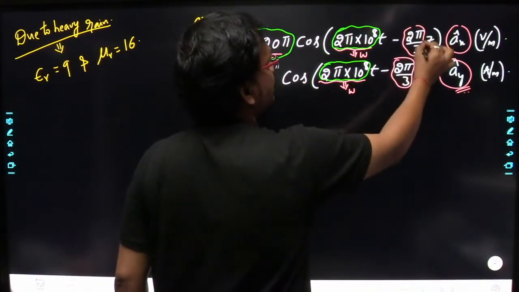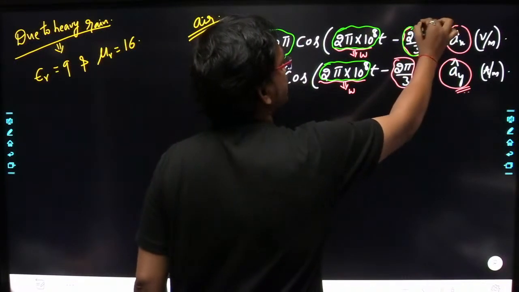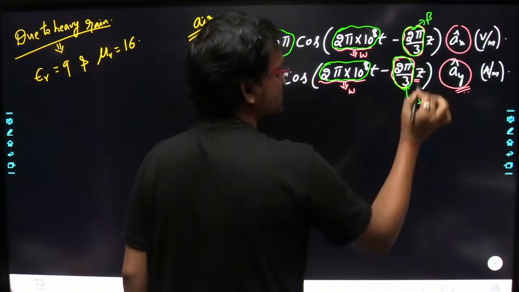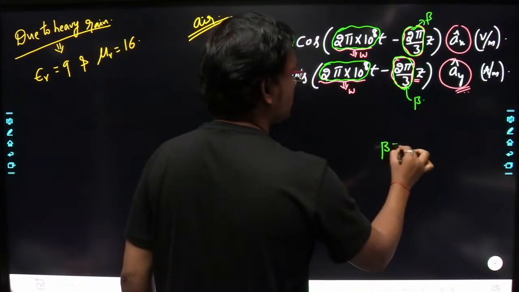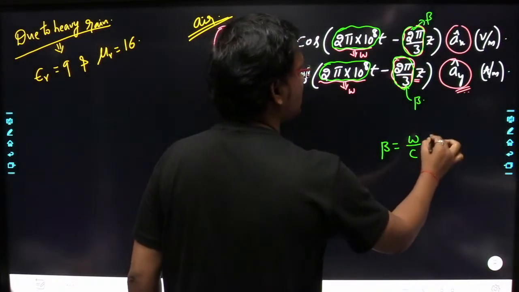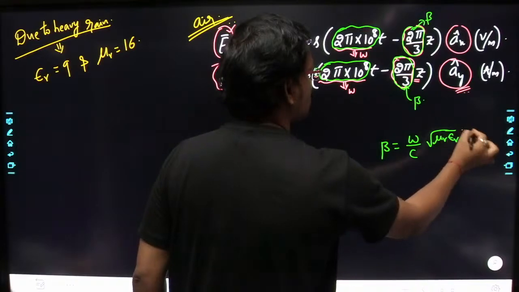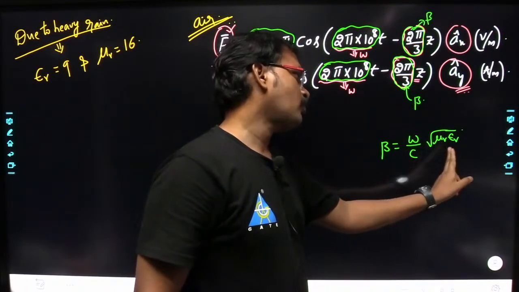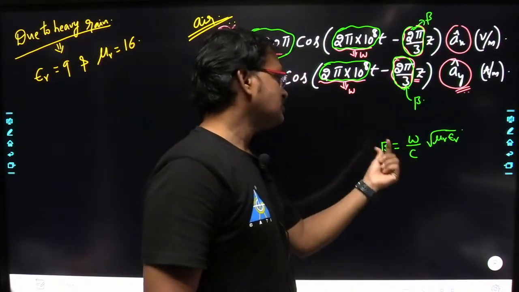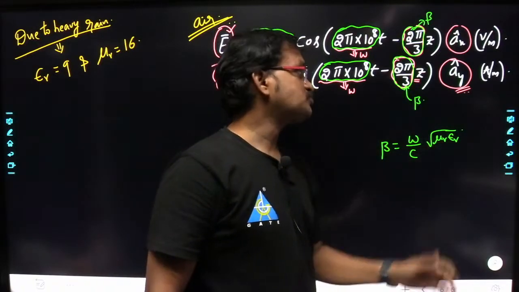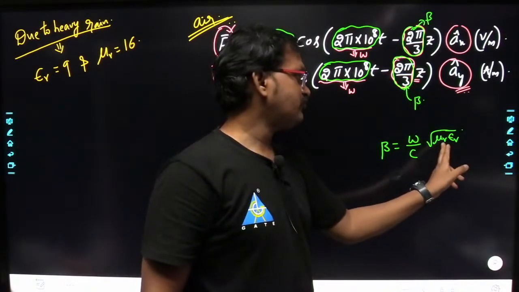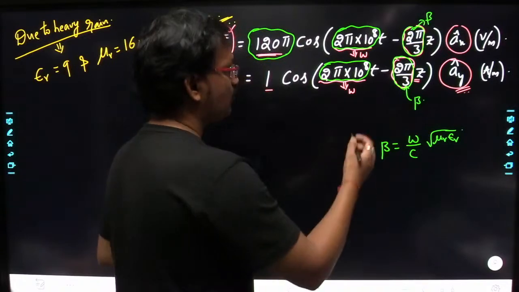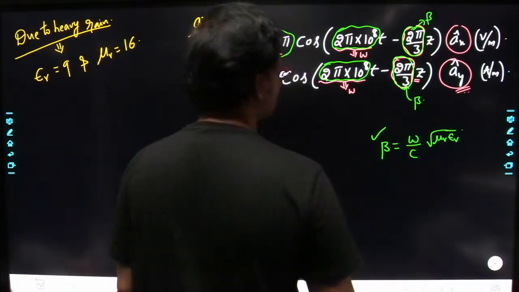And here, 2 pi by 3 is nothing but the phase constant, that is beta. So phase constant beta is equal to omega by c into square root of mu r epsilon r. So beta depends upon the medium properties, that is, mu r and epsilon r values. Hence this beta value is going to change if mu r and epsilon r change. So one thing we can confirm is that beta is going to change.